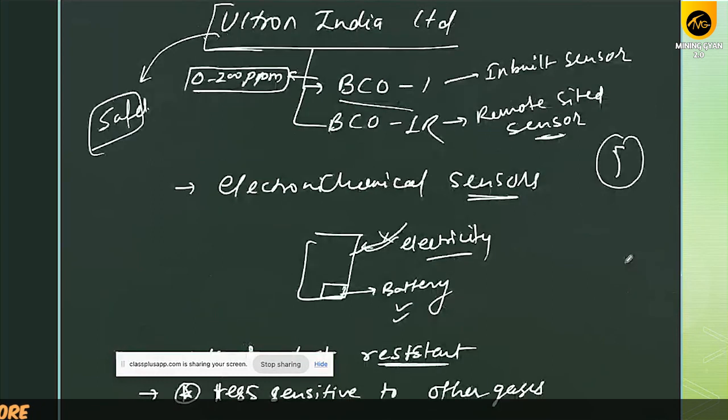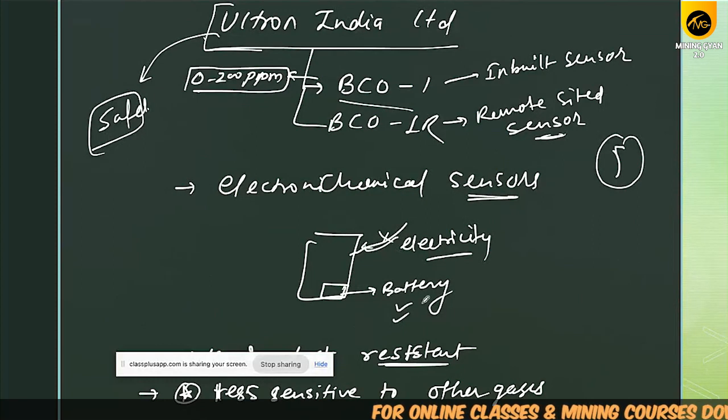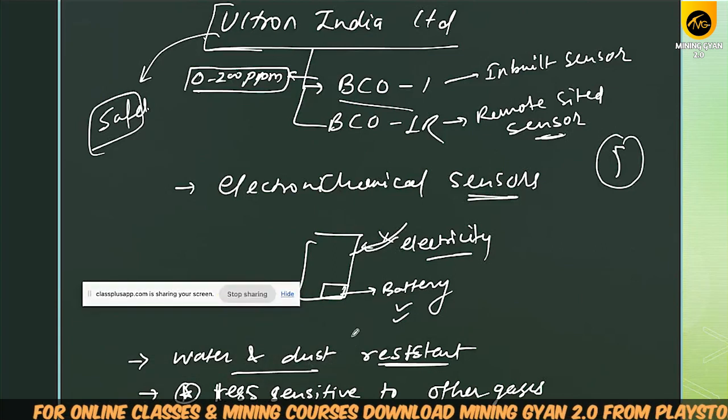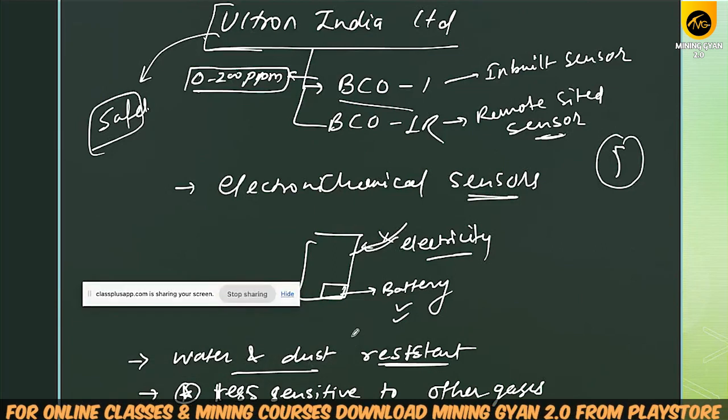Then we have seen Ultron India Limited, which has two models, BCO1 and BCO1R, and it works on electrical supply as well as battery. So if in the mines the electricity power is cut off, it will still show the result based on your battery, because it also operates on battery. And it is water and dust resistant, so you can use it in various situations.